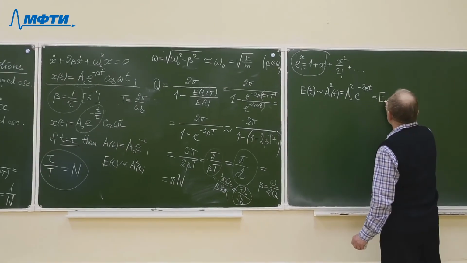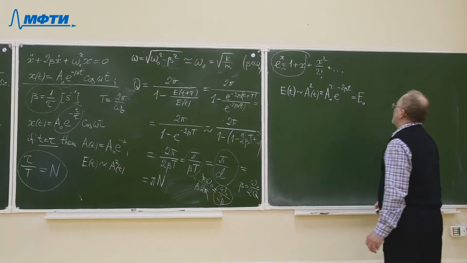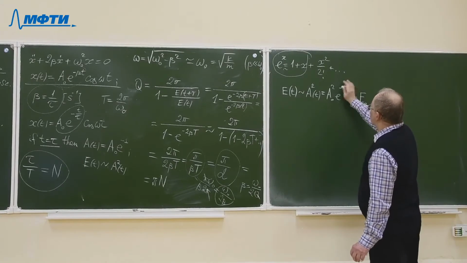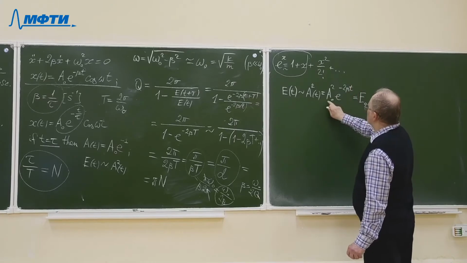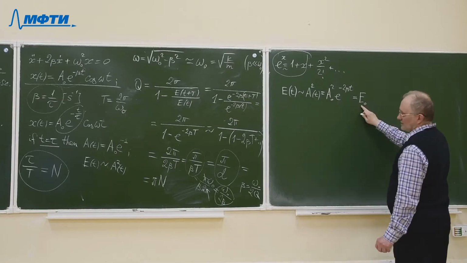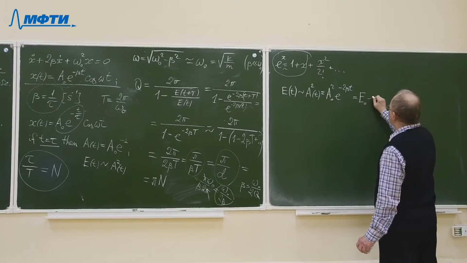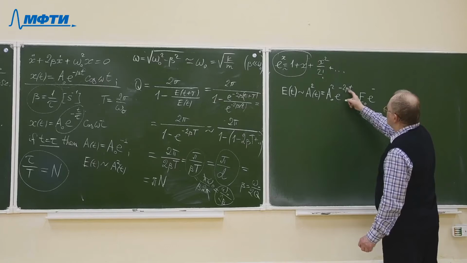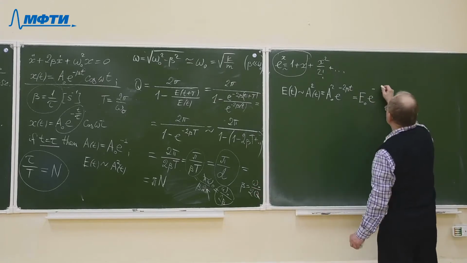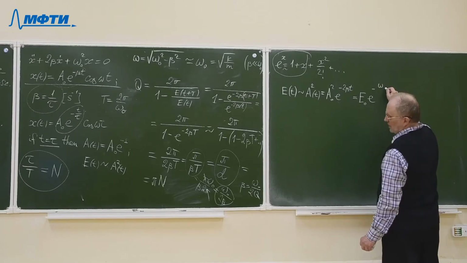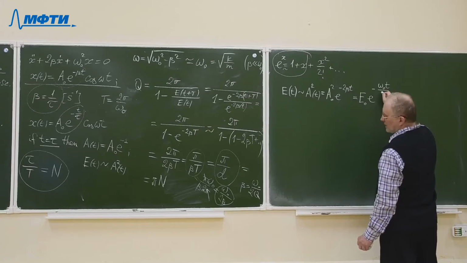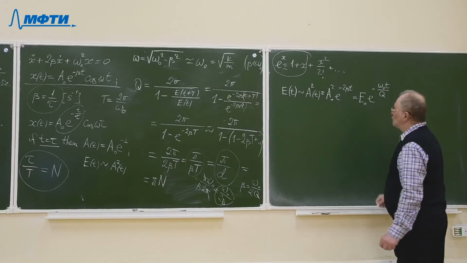That is the initial energy at the very start of oscillations when time is 0. When time is 0, the exponent will be unit, and the initial energy at the initial time will be A0 squared. That's the initial energy of oscillations, and here I will get minus 2 beta, but beta is omega 0 divided by 2Q. So I will have omega 0 time divided by Q. 2 will cancel.